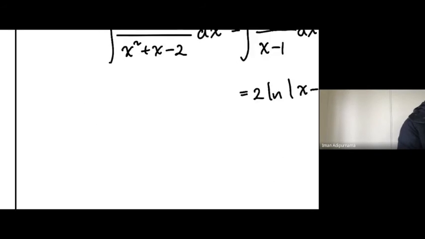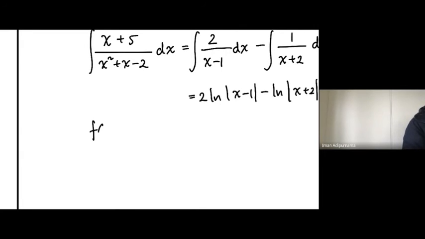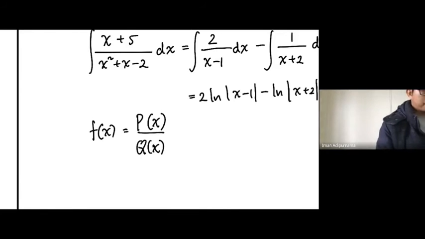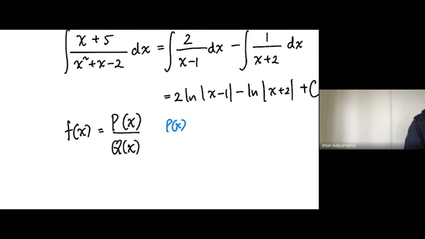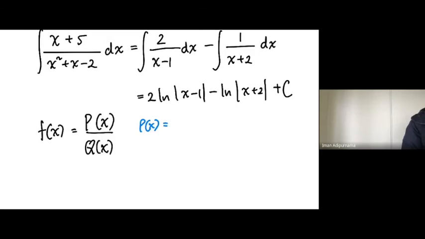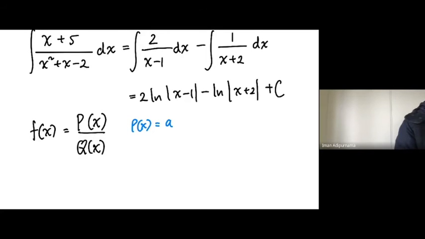So the idea is, if you have the functions, it's rational functions. The p of x is the polynomial. Let me write the general definition of polynomial.